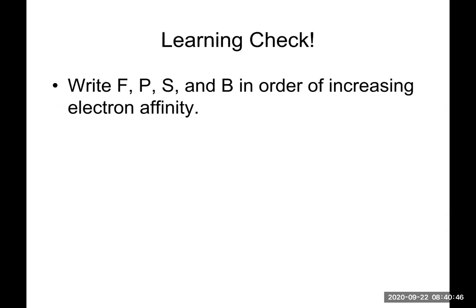So let's look at fluorine, phosphorus, sulfur, and boron, and let's think about the trend on the periodic table to resolve this question. And we know that fluorine has a very high electron affinity. In fact, we don't have any other halogens listed here, so fluorine is going to be higher. They're asking us to put these in order of increasing electron affinity, and so we know that fluorine is going to be the highest.